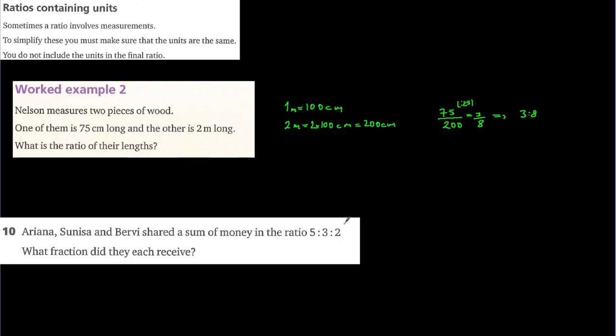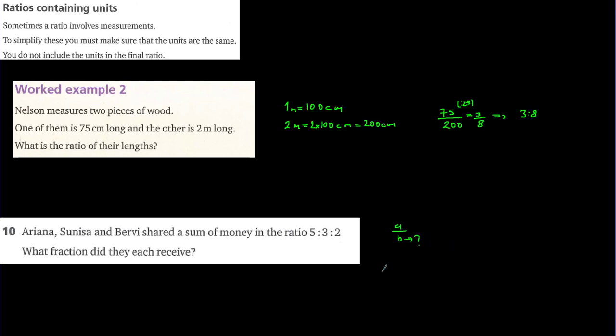And this is the last question of the video. Arina, Sunisa and Bervi shared a sum of money in the ratio 5, 3 and 2. What fraction did they each receive? Now when we write the fraction form, it's going to be A over B. The A values I know: this is the A value, this is the A value, this is the A value. What about the B value? How to find the B value? That's the important part here.